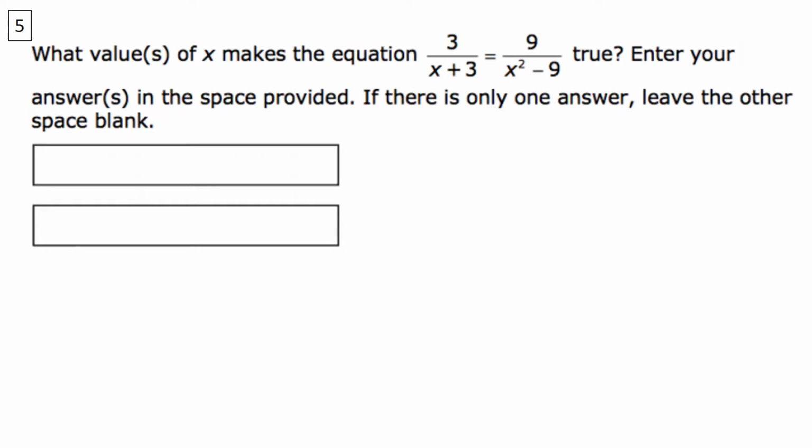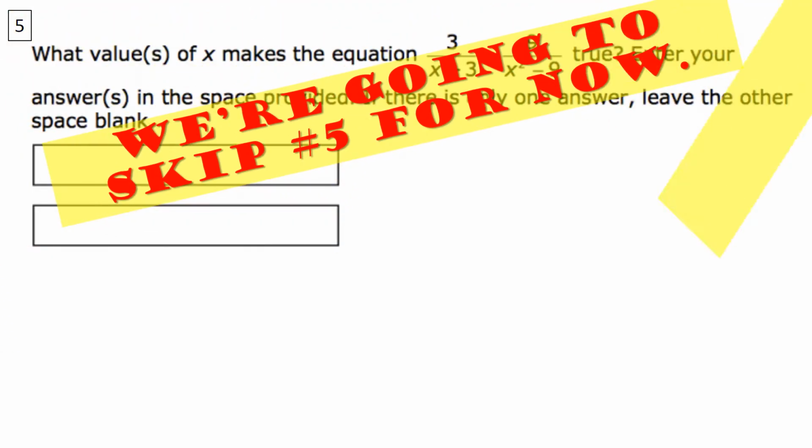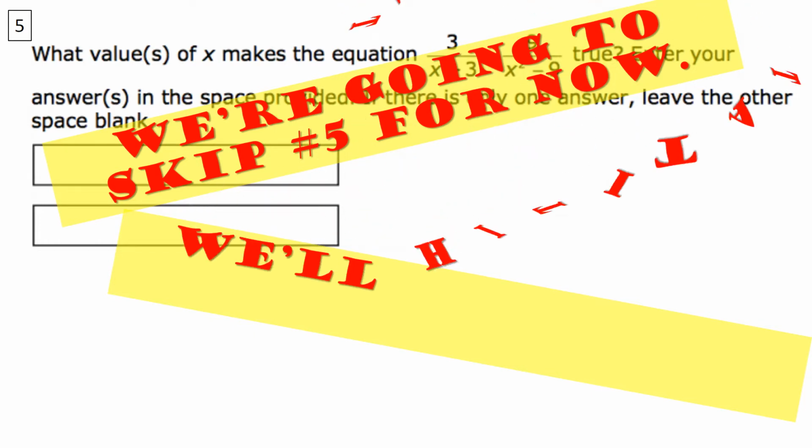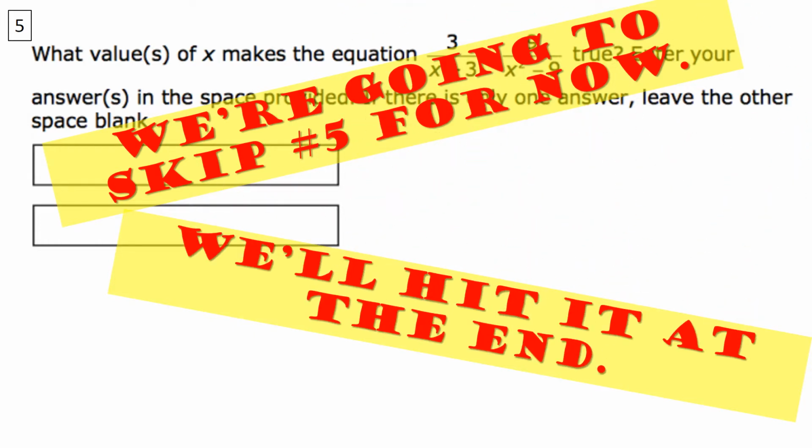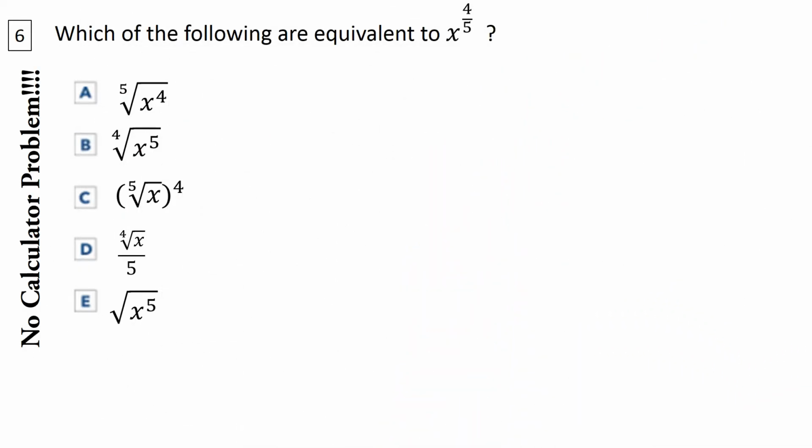All right, number 5. Well, we're going to skip number 5. We'll hit it at the end of this because there's actually 3 different ways we can do that one. Let's look at number 6. We're not going to abandon that one. We're going to come back.